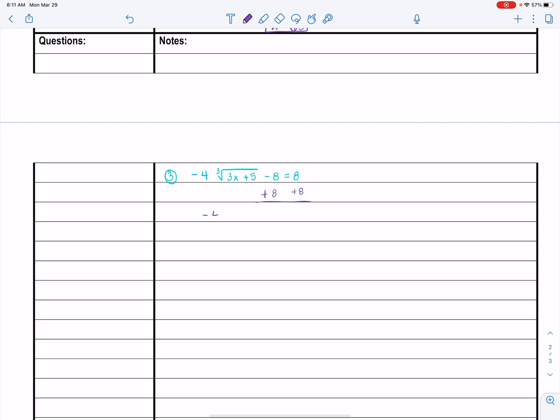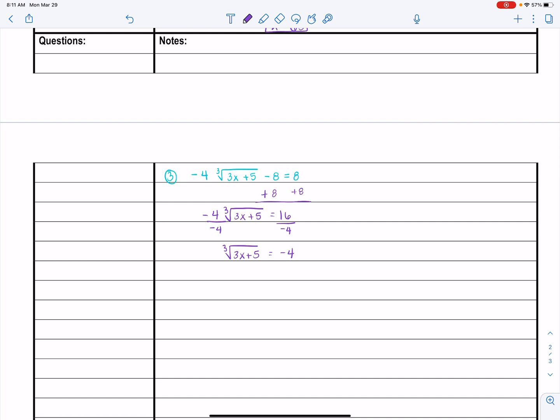So I have negative 4 times the cubed root of 3x plus 5 equals 16. Divide by negative 4. So I have the cubed root of 3x plus 5 equals negative 4. Now, if it was a square root, we would stop here and say there's no solution, because with a square root, you have to multiply two of the same things together to get that answer, and you cannot have a square root that is negative. But a cubed root, you can.